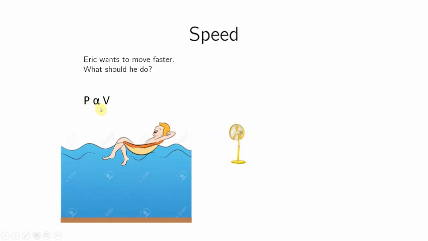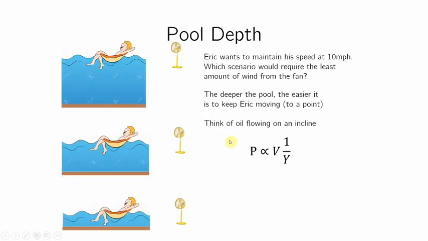The pressure is proportional to the velocity. So the greater the force, the faster he'll move, due to a stronger force or pressure. What about the depth of the pool? Since I'm really only applying force to the top layer, and the bottom of the pool doesn't move, the deeper the pool, the easier it is for me to move him. Why? Because the bottom of the pool resists movement.